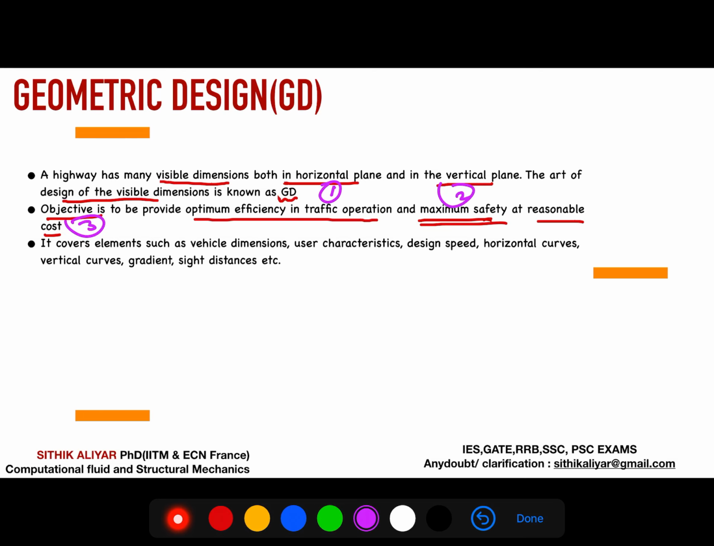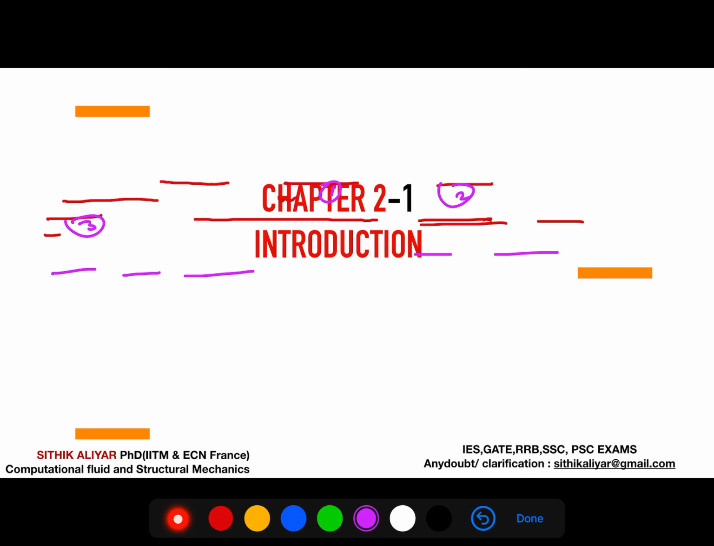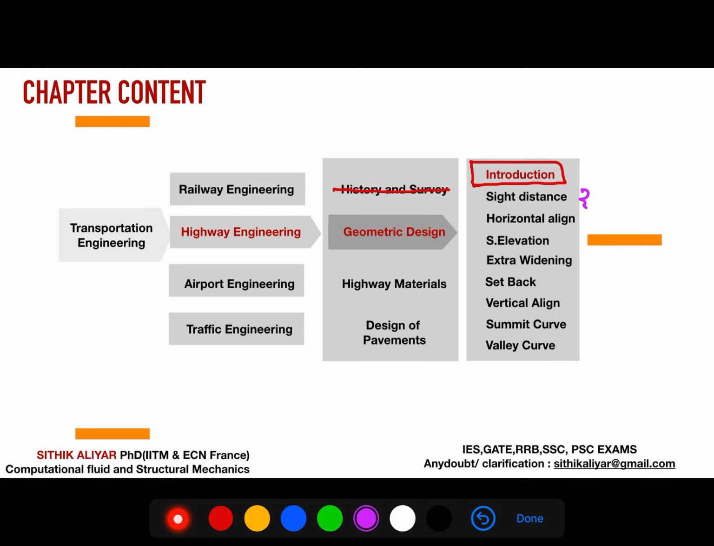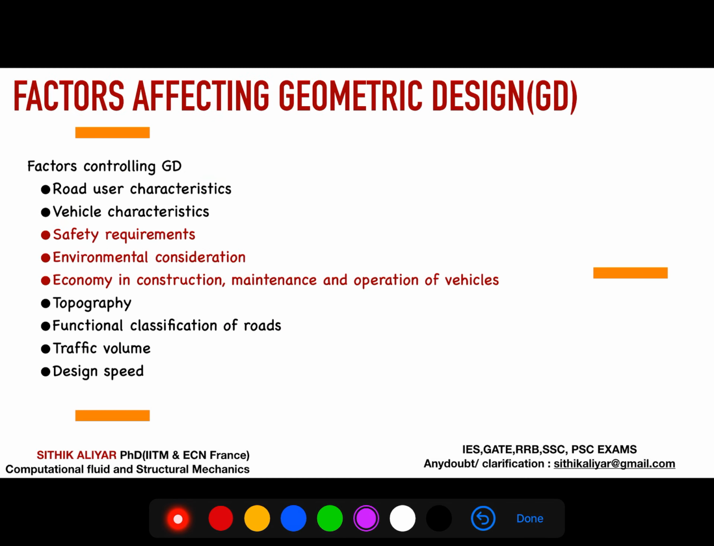As I told you earlier, we are going to cover many things like design speed, horizontal curves and vertical curves, gradient and sight distance. We are going to see this geometric design chapter by chapter. Don't worry, everything comes under geometric design. So this will be your definition of geometric design.